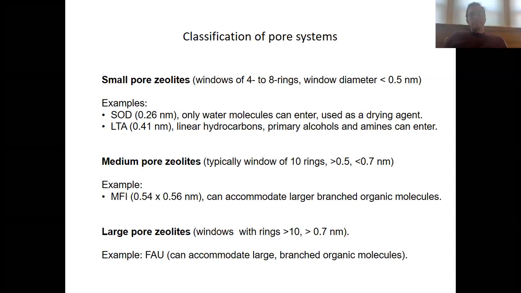Okay, let's move on with our chapter about zeolites. In the last class, we looked at how we can classify zeolites. I wanted to add a few more things to that. A lot of properties of zeolites derive from the pore sizes. Therefore, we distinguish between so-called small pore zeolites, medium pore zeolites, and large pore zeolites.